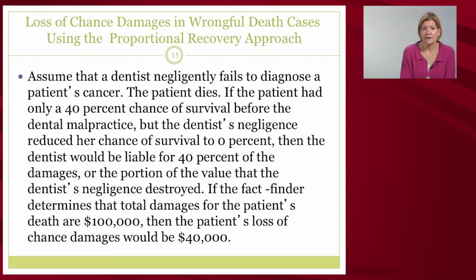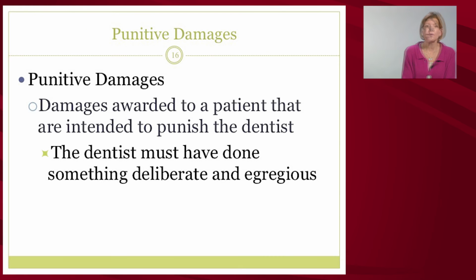So up on the slide is the formula for calculating loss of chance damages in a wrongful death case. So for a case in which the plaintiff has not died, the appropriate measure of damages is the value of the reduction of the plaintiff's life expectancy from her pre-negligence life expectancy. And the jury has to determine the amount of damages necessary to compensate the patient for that reduction in life expectancy.